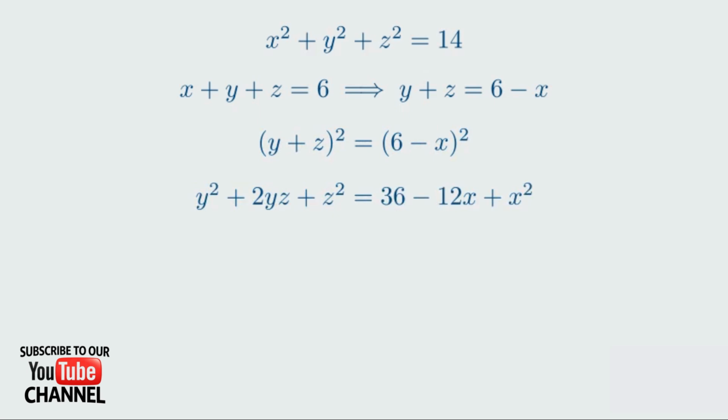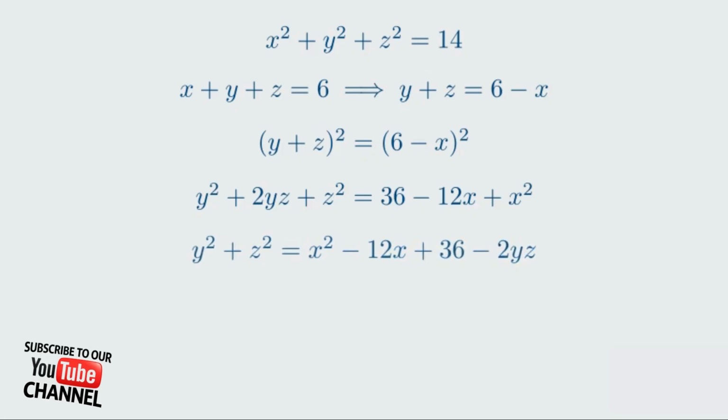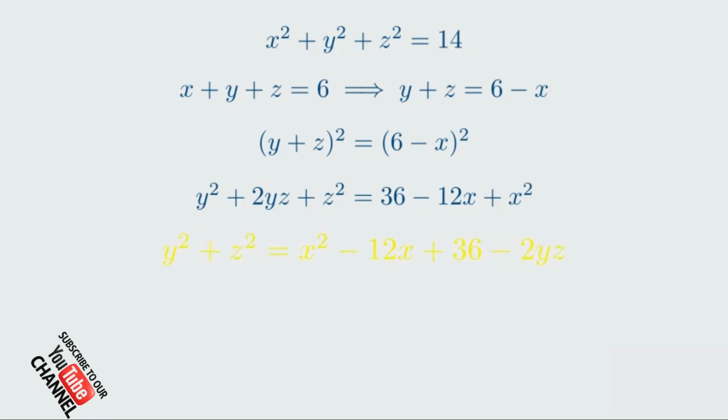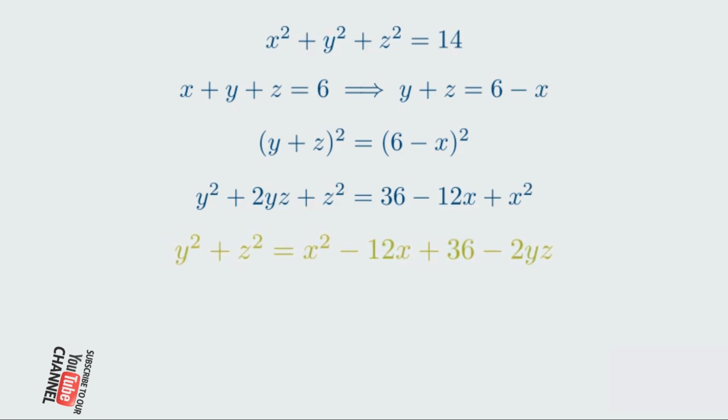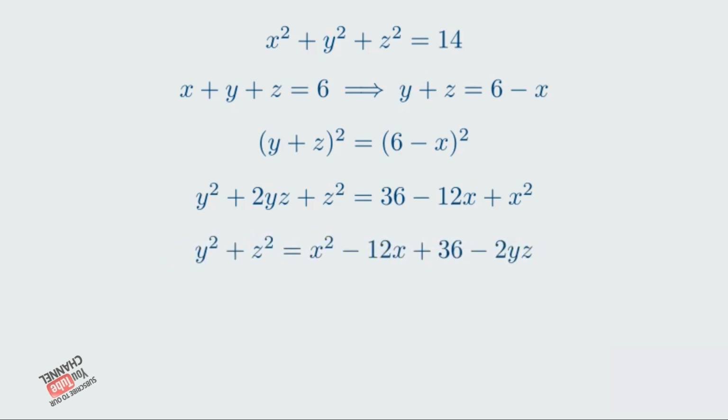Now, let's rearrange this to look more like our first equation. We have y squared plus z squared, so let's get those together. We can write this as y squared plus z squared equals 36 minus 12x plus x squared minus 2yz. This is a very powerful identity. It tells us that the sum of the squares of y and z is equal to the square of their sum minus 2 times their product. This expression is identical to our initial quadratic equation, except it relates y and z. This is our second key result.